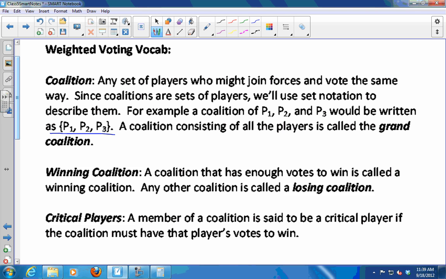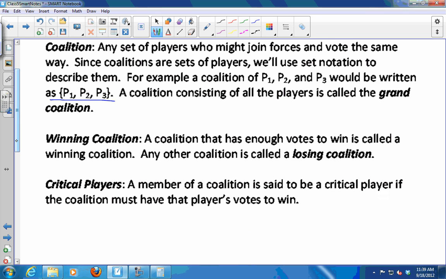A coalition that has all the players in it is called the Grand Coalition. Now, a winning coalition is a coalition or a team of players that has enough votes to win. Any other coalition is called a losing coalition. And critical players, this is a really important one. A critical player is a member of a coalition who, if they left the coalition, would no longer have enough votes to win. So a player is critical if you can't let them leave, right? If they leave, you no longer are a winning coalition.